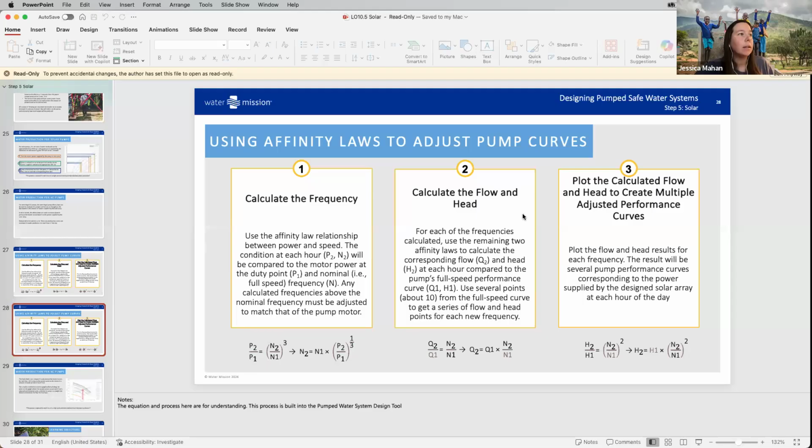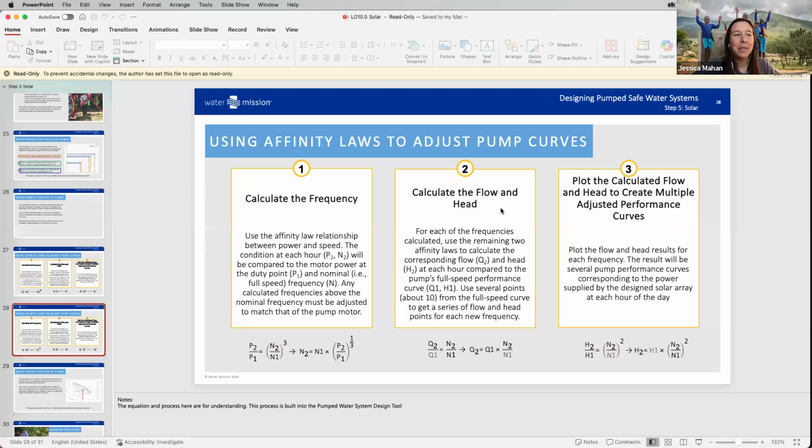And then our second step is we're calculating the flow and the head for each of those hours and each of those frequencies. So those are all the tables that you can see at the bottom of your design tool. Again, it's a lot of calculations. I would never expect you to do them all by hand on your own. That's why we build them into the tool. But just so you understand how it's being done, that's what we're doing.